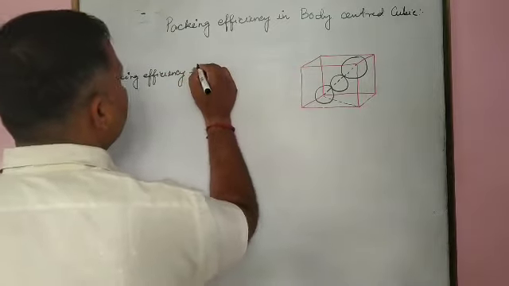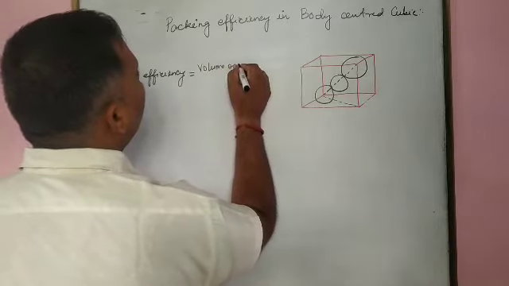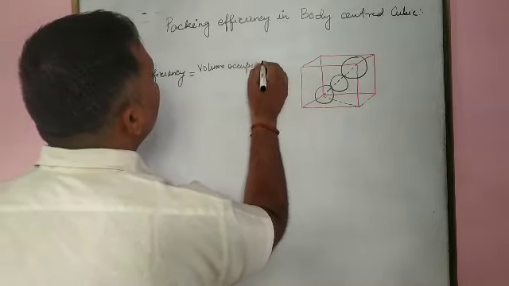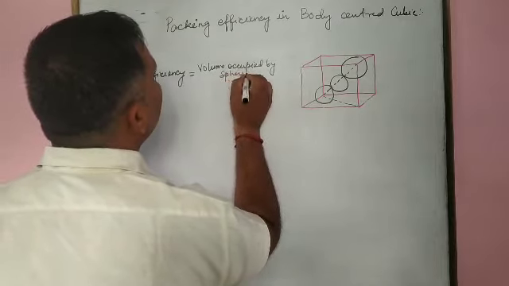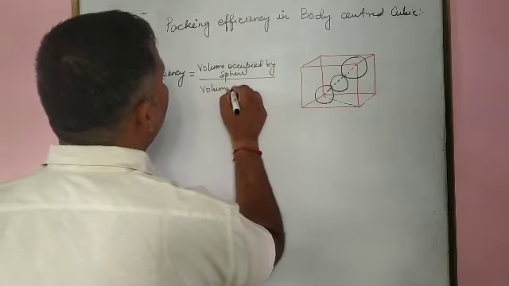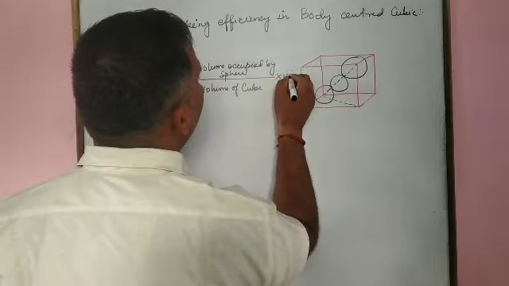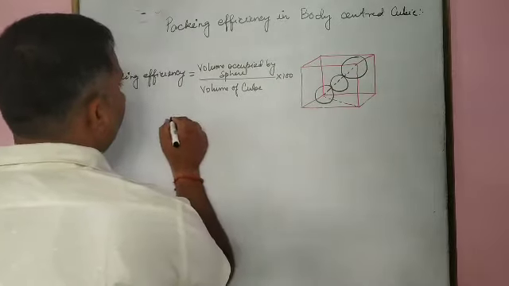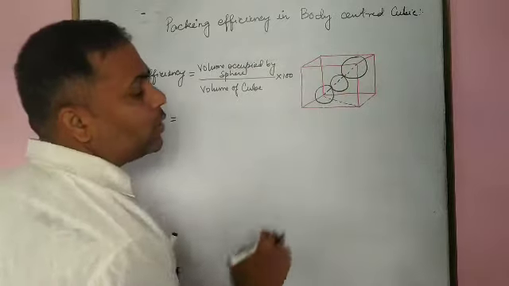Equals to volume occupied by sphere divided by volume of cube multiplied by 100. If you know the volume occupied by sphere, how many spheres are in a body centered cube?